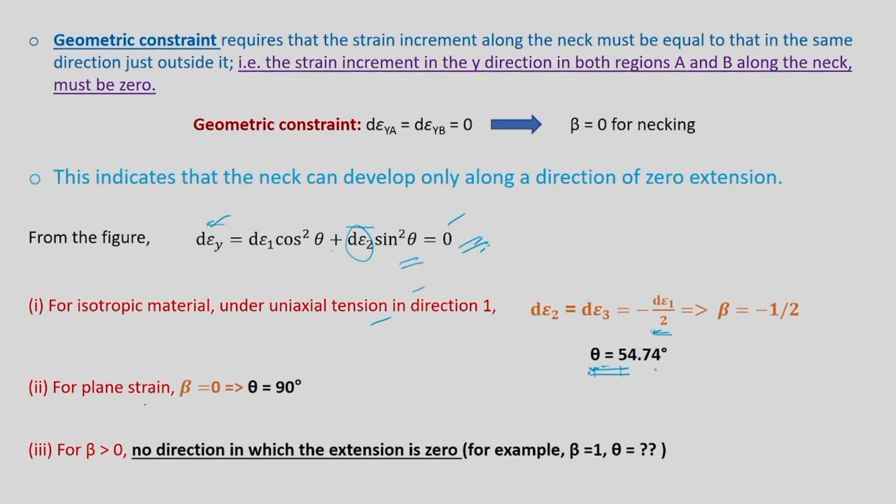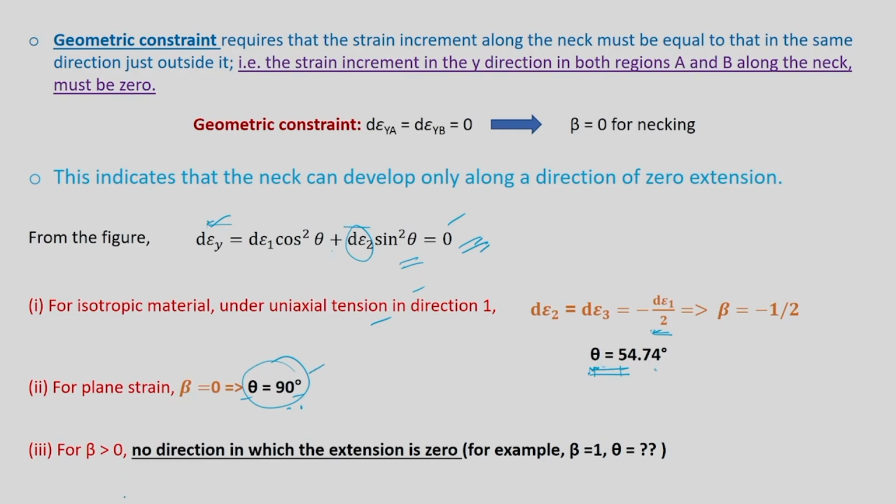Now, when you go for plane strain, we know that beta is equal to 0. If you put beta is equal to 0 here, that means d epsilon 2 by d epsilon 1 is equal to 0, then you will see that theta is going to be equal to 90 degrees, which means your 0 extension line is going to be perpendicular to sigma 1. There also it is existing.